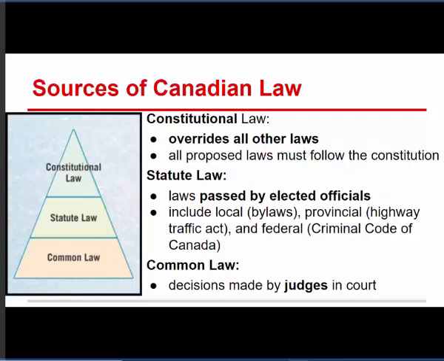Statute law is laws passed by elected officials. Yesterday, I read an assignment that someone was talking about the Anti-Terrorism Act, when in fact the Anti-Terrorism Act was not necessarily one piece of law or legislation itself, but caused an amendment to multiple acts. These can include local bylaws, provincial laws like the Education Act or the Highway Traffic Act, and federal laws including the Criminal Code of Canada.